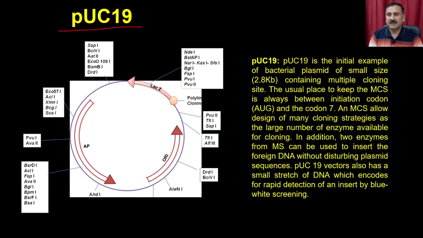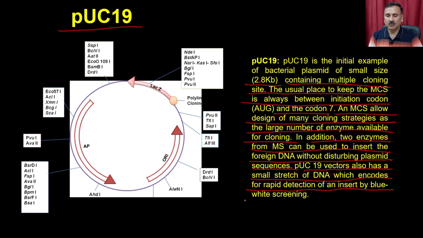So pUC19 is the initial example of a bacterial plasmid of small size, 2.8 kb. You remember that pBR322 was 4000 base pairs. It contains a multiple cloning site, and the usual place to keep the MCS is between the initiation codon and codon 7. The MCS allows design of many cloning strategies as a large number of enzymes are available for cloning. In addition, two enzymes from the multiple cloning site can be used to insert the foreign DNA without disturbing the plasmid sequences. pUC19 vectors also have a small stretch of DNA which encodes for the rapid detection of an insert by blue white screening.